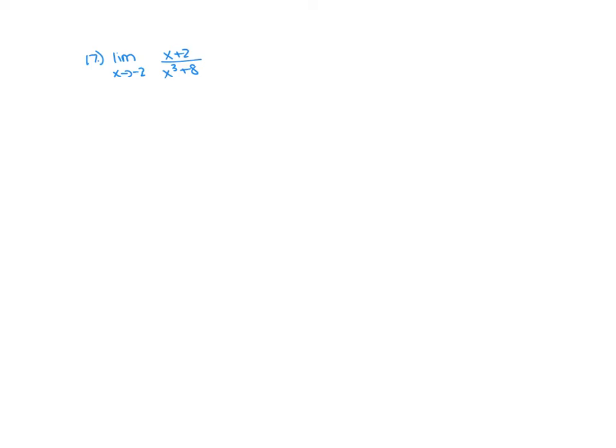For number 17, when we test our value, -2, I get zero over zero. So this is a problem. It feels like factoring is the way to go, and that is going to be the way to do this problem. But to factor x cubed plus 8, you need to remember a formula that you learned in Algebra 2, probably. And there's two of them. There's sum of cubes and there's difference of cubes.